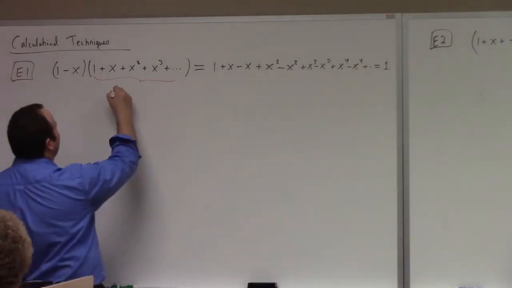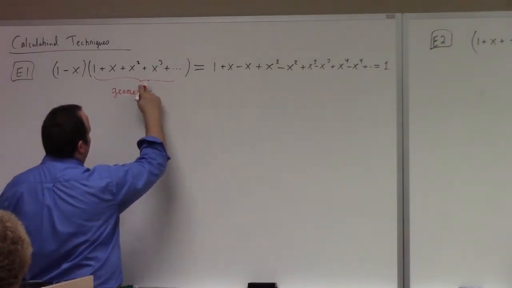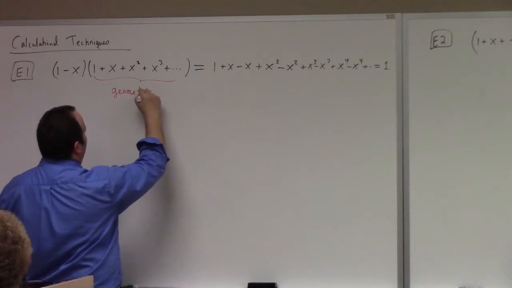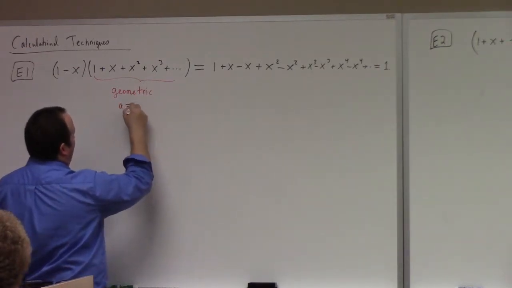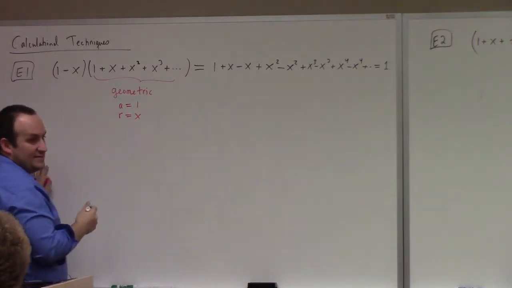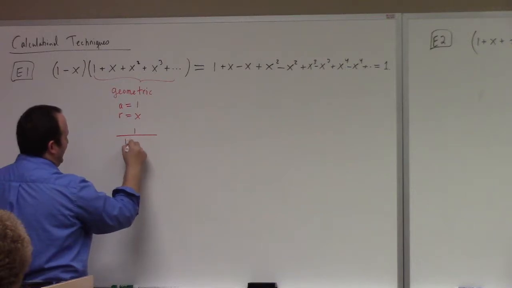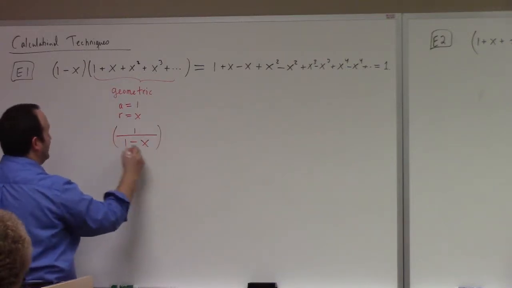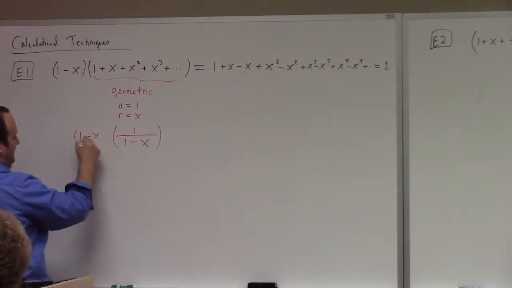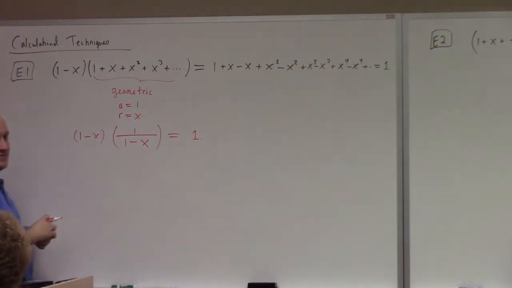All right, this is geometric, right? What's my A, what's my R? A equals 1, R equals x, right? So this factor is nothing more than 1 over 1 minus x. So congratulations, 1 minus x times 1 over 1 minus x is 1. Yep, that is true. So it's not surprising our result, is it? No.